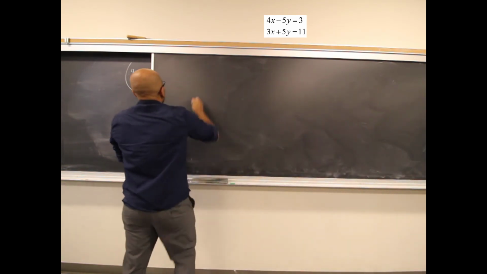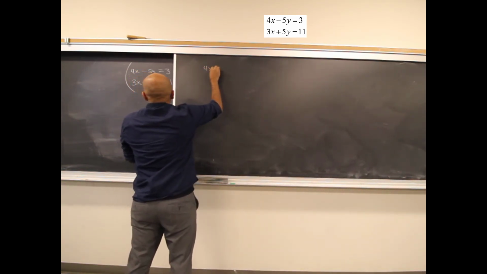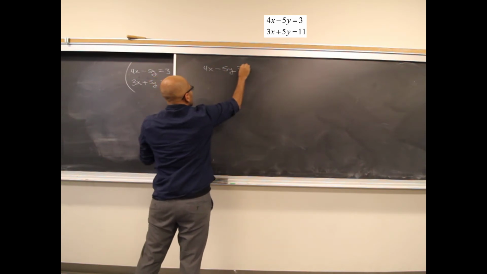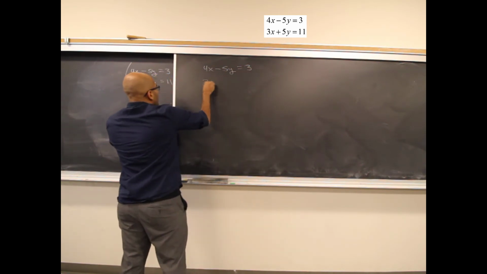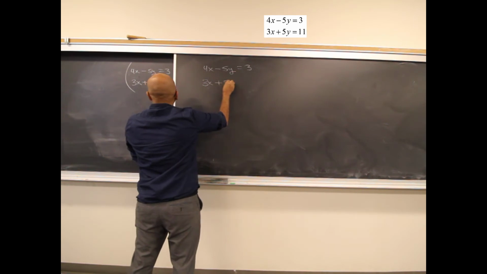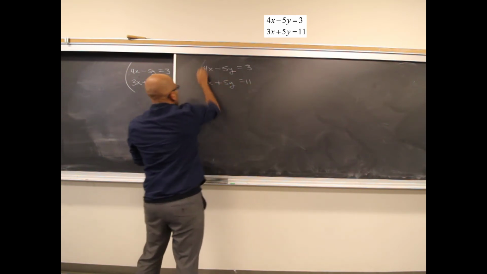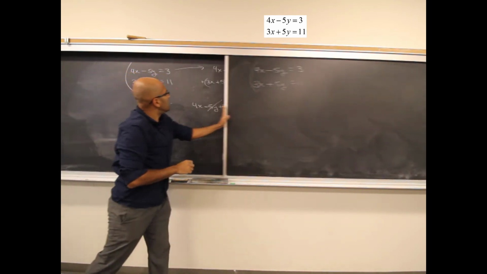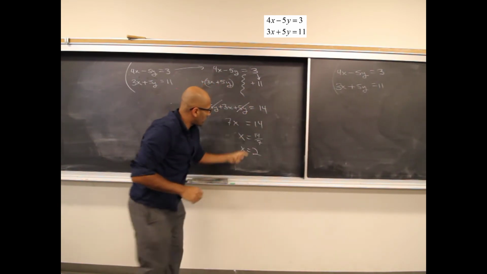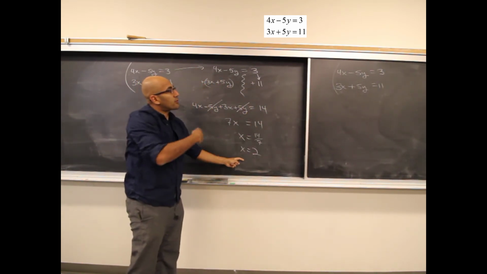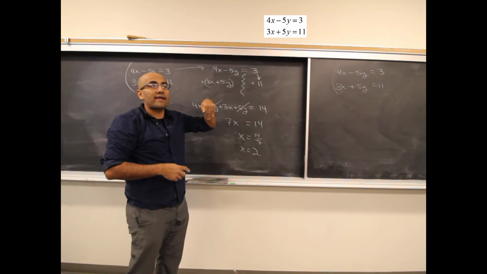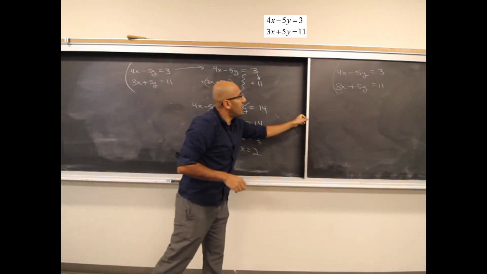Okay, so we're going to have 4x minus 5y equals 3, and 3x plus 5y equals 11. Here's my system. I've already done all this work and I've solved for x. Now I want to repeat the process, start over again from scratch, and now solve for y.